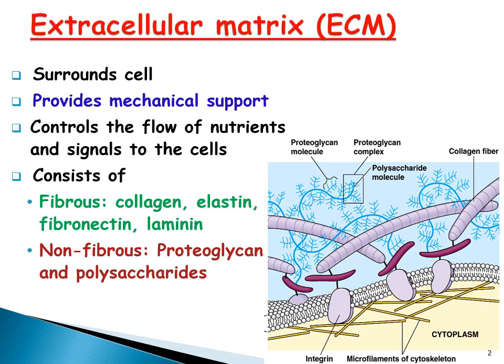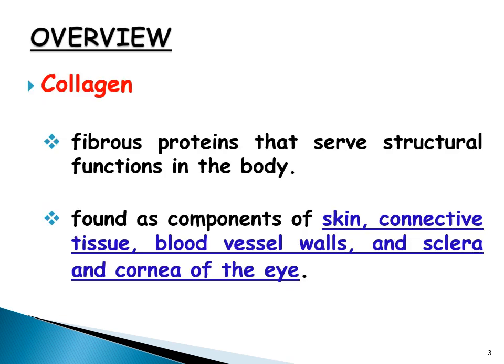And this extracellular matrix, as a whole, consists of two types of material, that is fibrous and non-fibrous. Fibrous contains collagen, elastin, fibronectin and laminin, while the non-fibrous part is made up of proteoglycans and polysaccharides. Today we are going to discuss collagen.